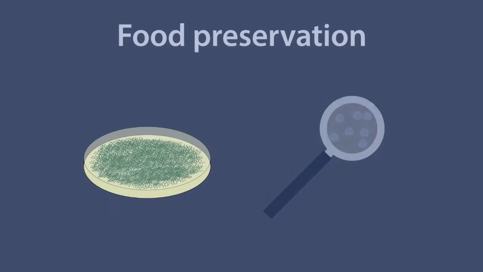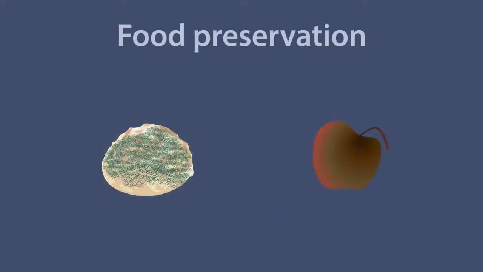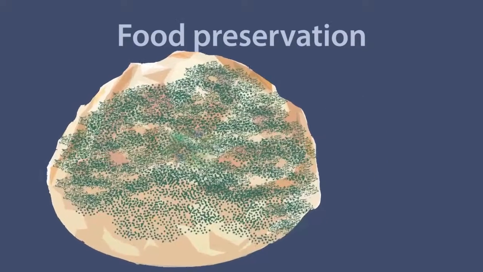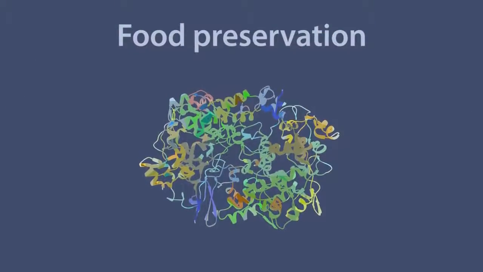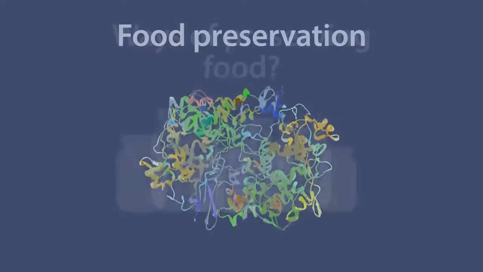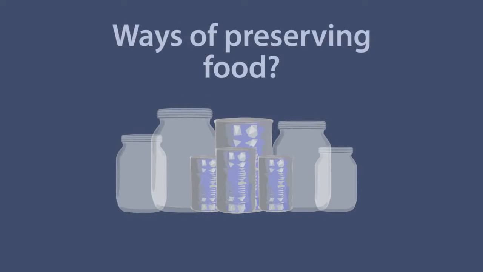Molds and bacteria that cause food to go bad use enzymes to break apart the compounds in the food. Food can be preserved if we can denature their enzymes. So can you think of ways we use to preserve food for a long time? Pause the video whilst you think.